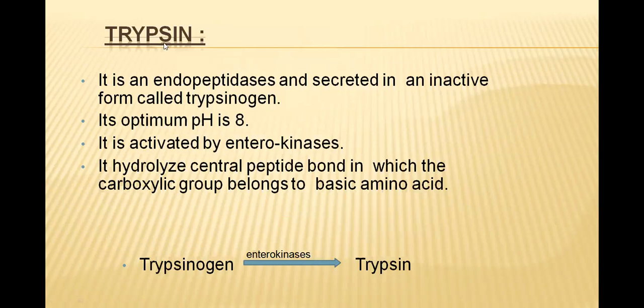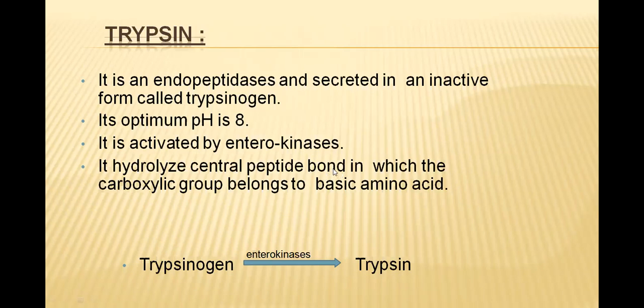So, this trypsin acts on basic amino acids only. In these basic amino acids also, in the central peptide bonds, trypsin will not cleave the proteins from the endings of that protein, but instead it cleaves the protein from the middle part. So, in this way, the trypsin hydrolyzes the central peptide bonds in the protein.